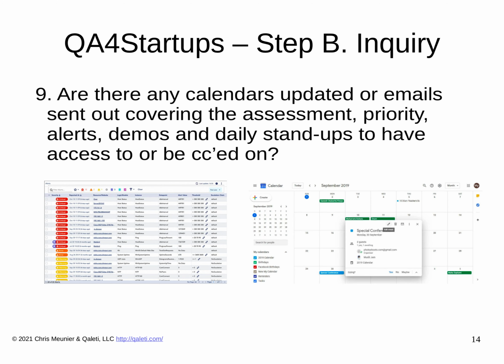The ninth question to start off with is number 9. Are there any calendars updated or emails sent out covering the assessment, priority, alerts, demos, and daily stand-ups to have access to or be CC'd on? This question aims to establish inclusion in calendar entries for QA testing to have awareness through notifications of issues and be able to participate in various meetings and process ceremonies, like for Scrum. The question is best answered in the form of being added to monitoring systems and calendar invites.